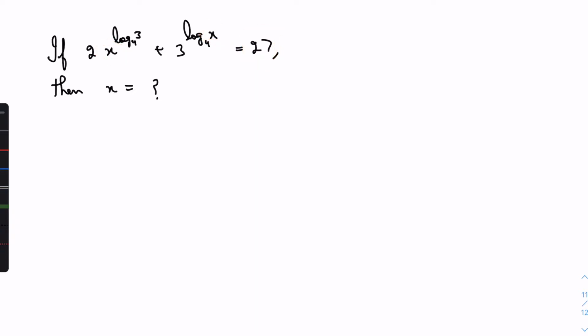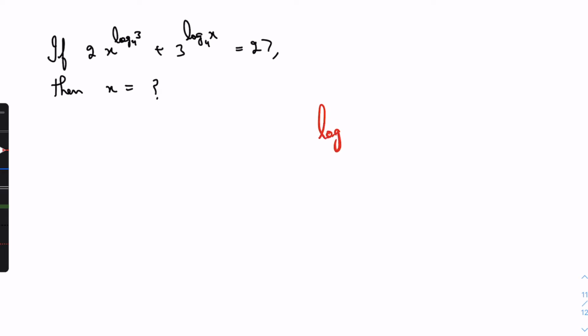So when posed in this way, it looks a bit funny because here x is present at the base and here x is present as the input of logarithm. But the good thing here is that we recall one property that we have seen. Let me quote it once again here.